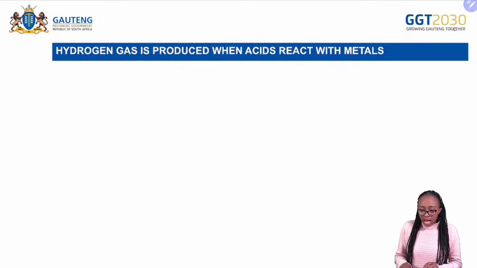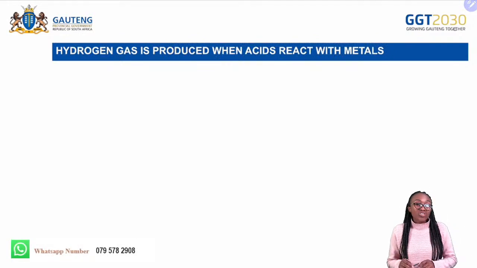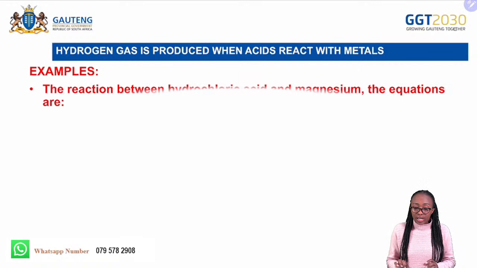Okay, so now let's talk about hydrogen gas. Hydrogen gas is a clear indication that there has been a reaction. It's a gas that is formed when an acid reacts with a metal. So when acids react with metals, they produce hydrogen gas. So let's see examples of equations, both word and symbol equations, of reactions of metals with different acids.